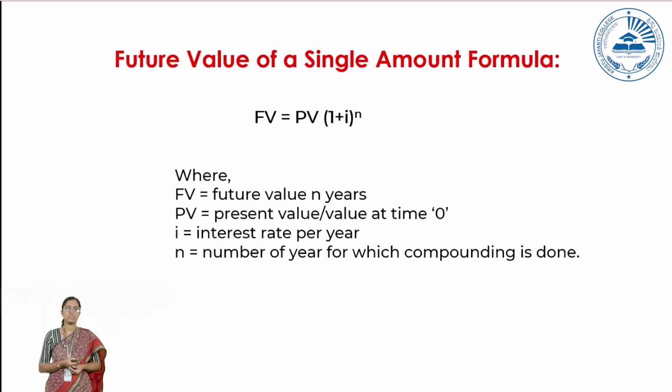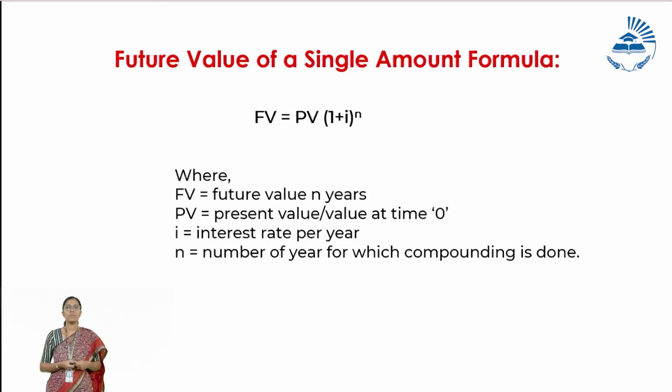So FV is what we have to calculate, that is future value for N number of years. It can be 2 years, it can be 5 years, it can be 10 years and so on. PV is present value. Present value means today. Maybe in the previous example we said we are investing 1 lakh in a fixed deposit. So 1 lakh can be the present value. Then I is the interest rate. If you are depositing an amount in the bank, you get 8%, so I can be 8%. Or if any other interest rate is there, that can be used.